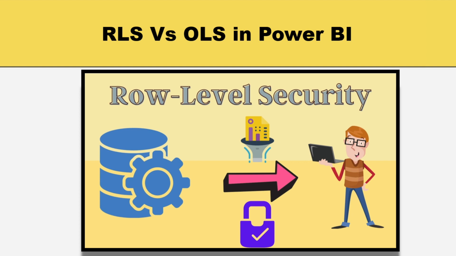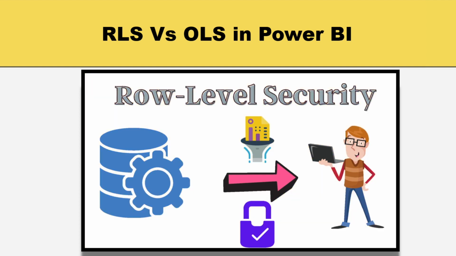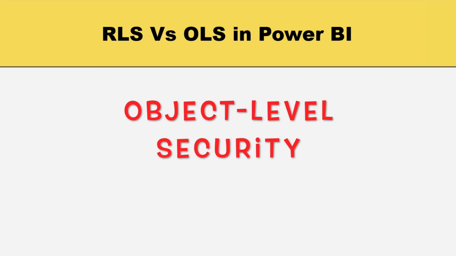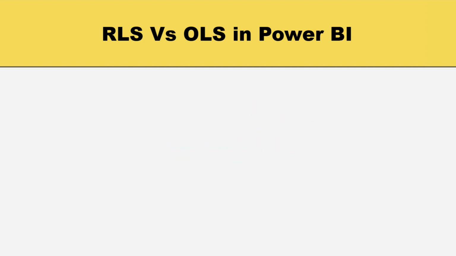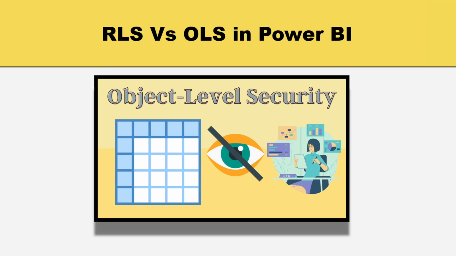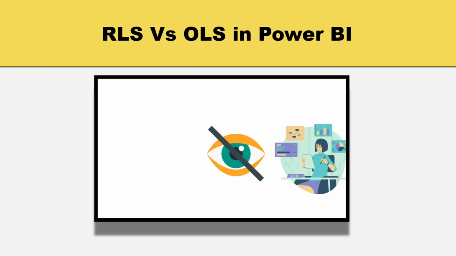Now, if we talk about OLS, that is object level security, what it basically does is enable model authors to secure specific tables or columns from the report viewers. From a viewer's standpoint, the table or column simply does not exist. With object level security, you can restrict access not only to the data but also to sensitive object names. This prevents users from discovering sensitive data such as employee or insider financial records.